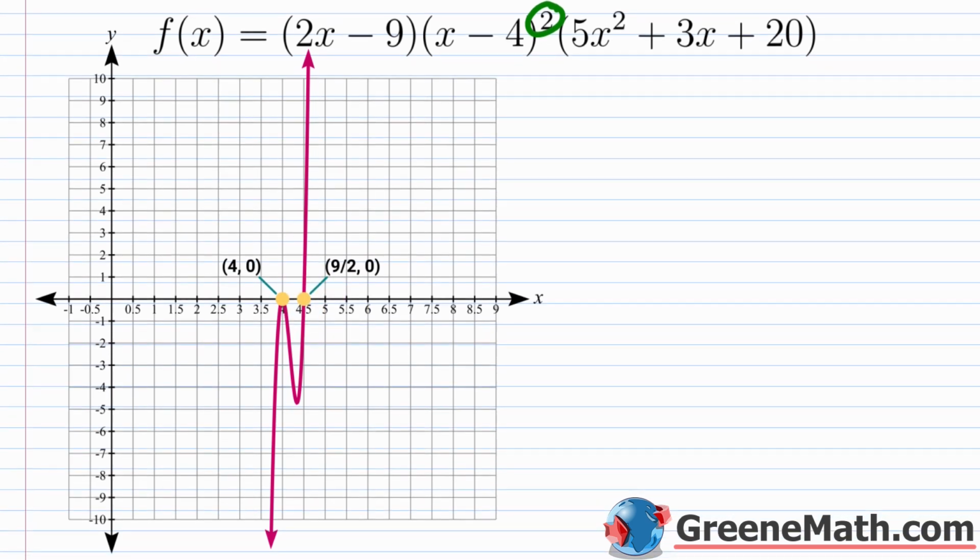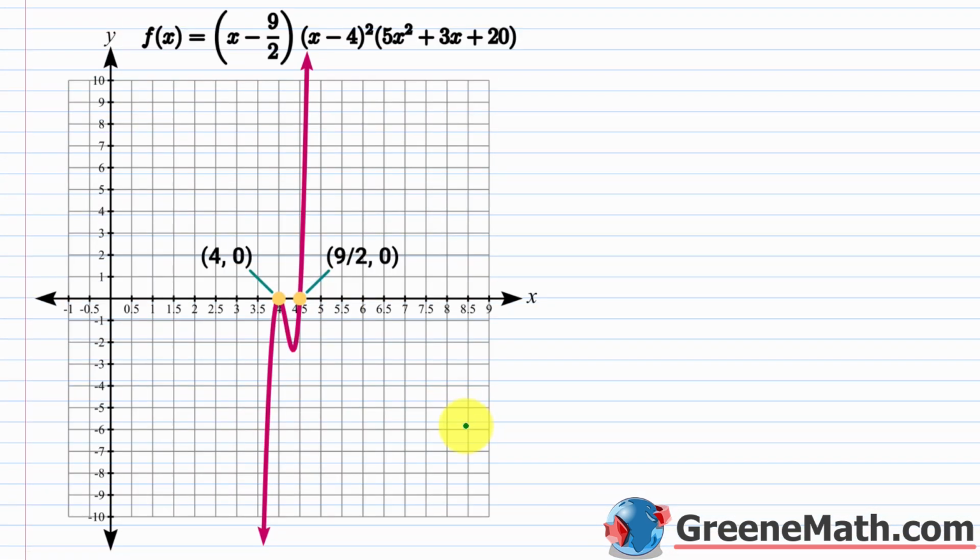Now, if I look at the other version, again, this is where we modified it. You're going to have the same solution that you get from it. The graph is different because you have a different function. So this is f of x equals the quantity x minus 9/2 times the quantity x minus 4 squared times the quantity 5x squared plus 3x plus 20. Well, you still have that x-intercept of 4 comma 0 and an x-intercept of 9/2 comma 0, but the graph is going to be different. But we'll have the same intervals of where it's negative and where it's positive and things like that. So we're going to have the same solution set.